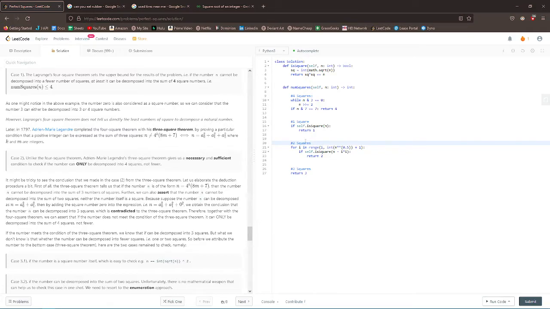For 2, it's a little more complicated. We say, for every number in the range between 1 and the square root of n plus 1, if that number is a square, return 2. Sorry, not if that number is a square. If n minus that number squared is a square. So we're just checking every square between 1 and the square root of n. And then we're saying, hey, subtract that from n. If what's left over is a square, then we found 2 squares that add up to n, so return 2. And then again, by process of elimination, we get 3.